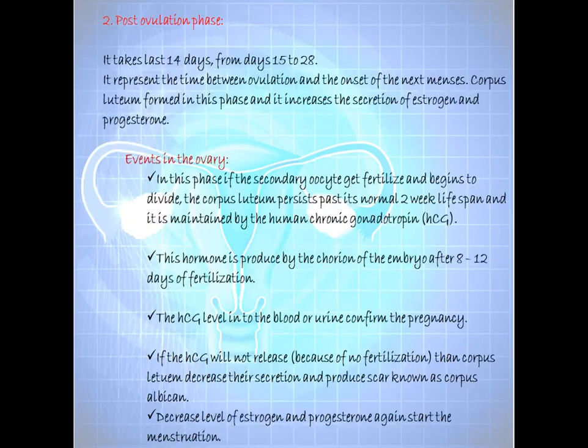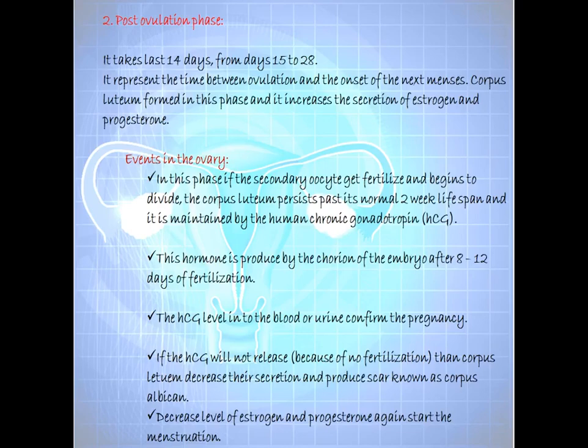Second one is the post-ovulatory phase. It takes the last 14 days, from days 15 to 28. It represents the time between ovulation and the onset of the next menses. The corpus luteum forms in this phase and it increases the secretion of estrogen and progesterone. Now events in the ovary.